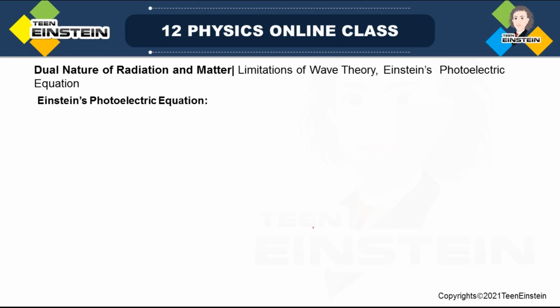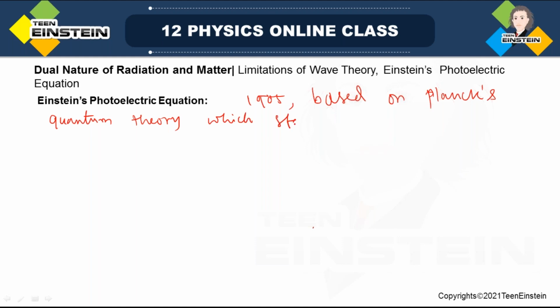So in 1905, Einstein explained the photoelectric effect on the basis of Planck's quantum theory, which states that light radiation travels in the form of discrete energy.